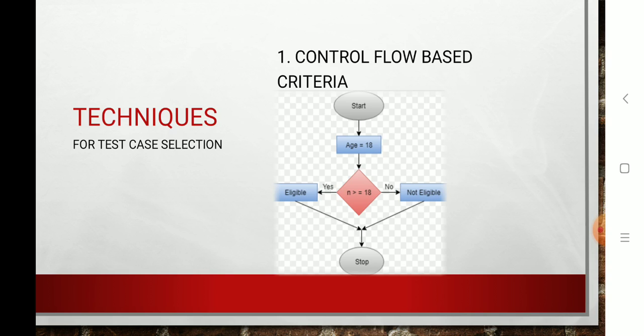Control flow based criteria basically require path testing as well as branch testing. One of the criteria, or one of the testing techniques, is not solely sufficient for testing purposes. So we have to include both path and branch testing and other criteria as well.